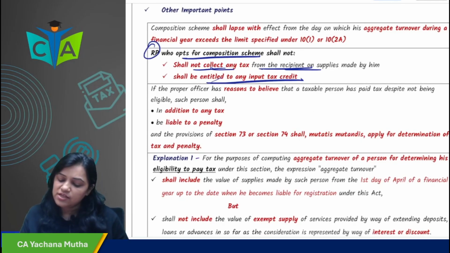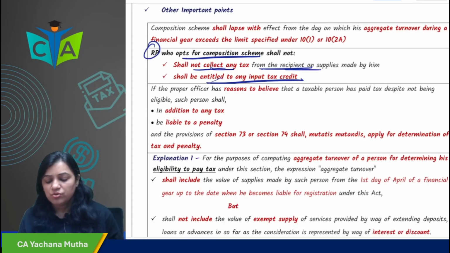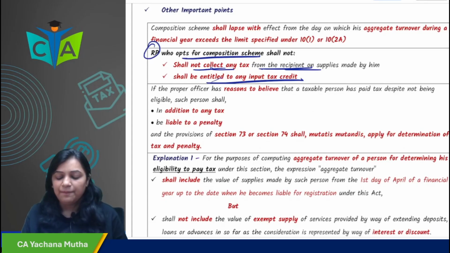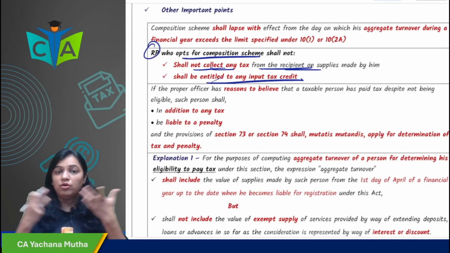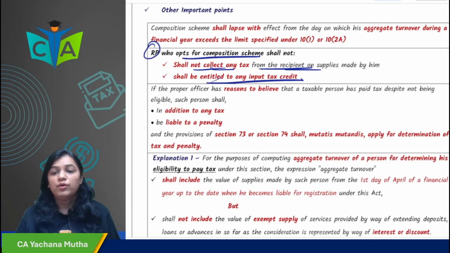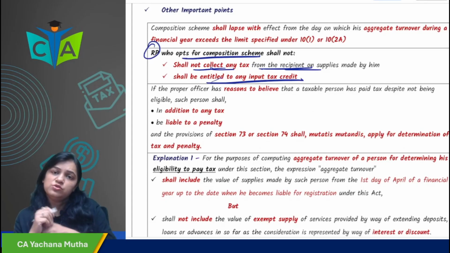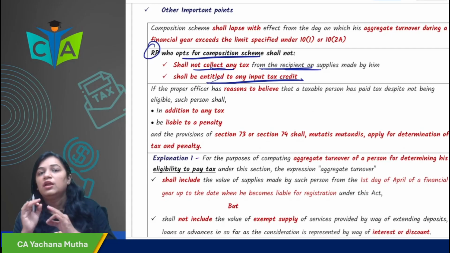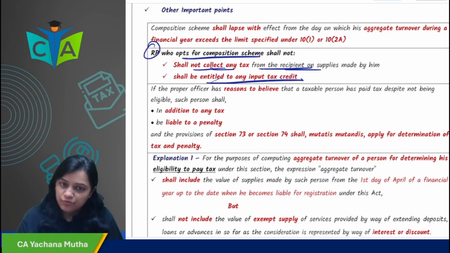Next, if the officer has reason to believe that a person has paid tax despite not being eligible, in addition to the tax, he has to pay penalty also, and the provision of 73-74 will apply for determination of tax and penalty. For example, you are doing continuously interstate outward supply. You are not eligible, boss, for the composition scheme. Still you have applied for composition scheme and you are continuing with it. In that case, the officer will determine your tax as well as the penalty as per 73-74.